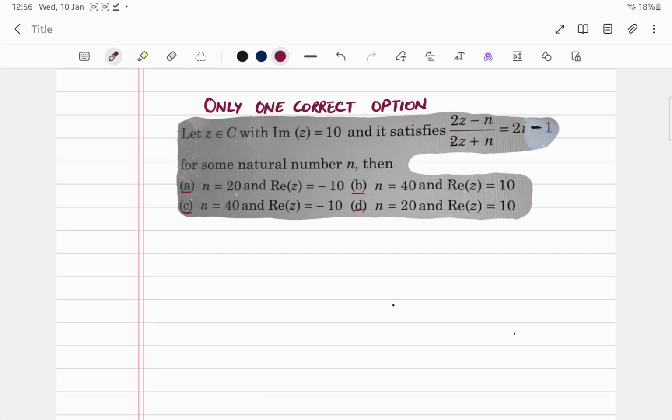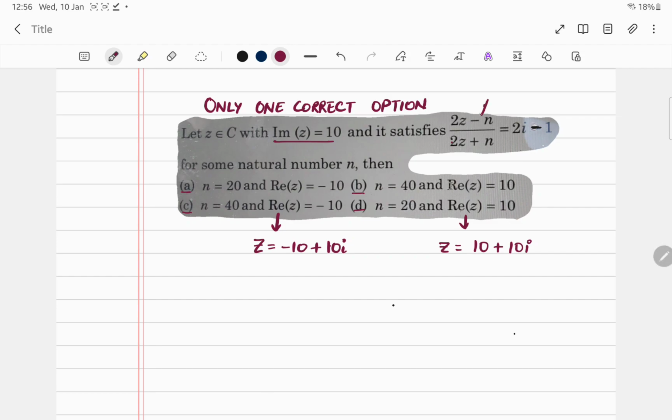Here n is given as 20, 40, 40 and 20. Real values are given as minus 10, whereas the imaginary value is given as 10. For these two options, A and C, we can find the value of Z. The real number is minus 10 plus the imaginary number 10, so the complex number becomes minus 10 plus 10i. For the last two options, B and D, Z is equal to 10 plus 10i. So we have the value of Z now. n is 20 or 40 depending on the option that we take.